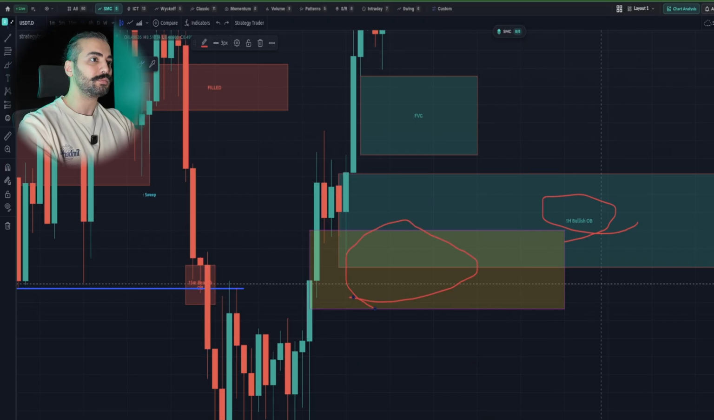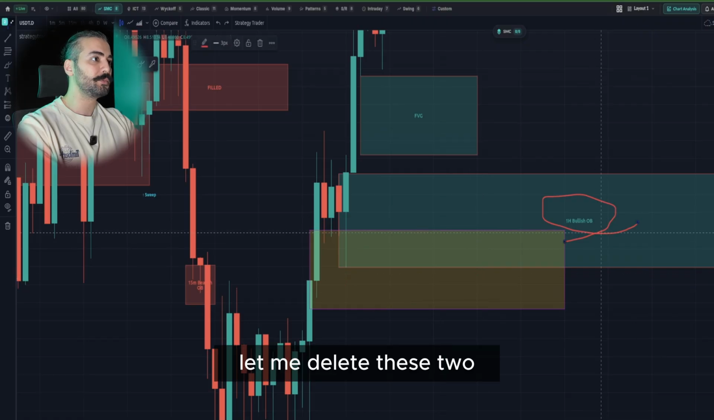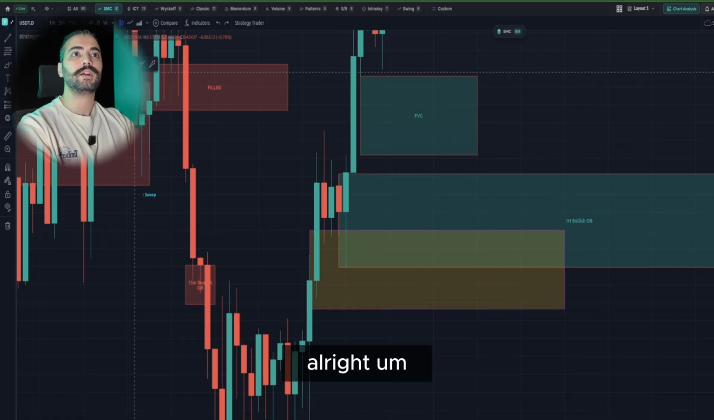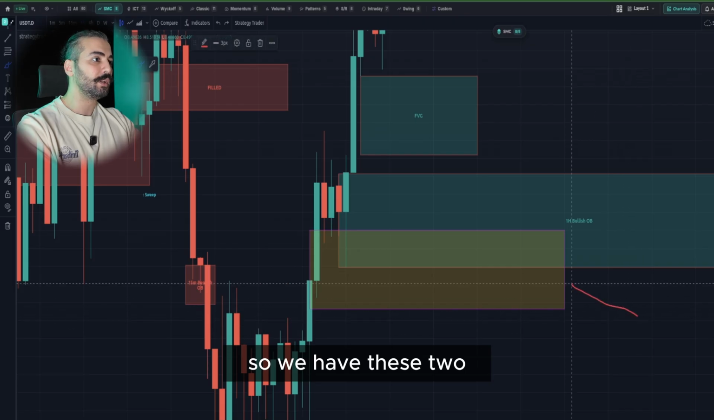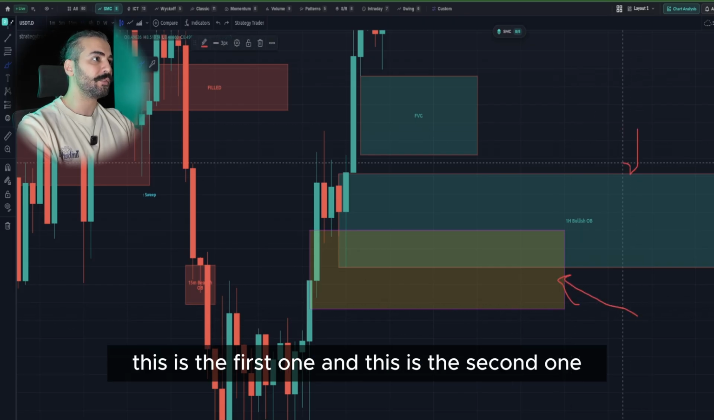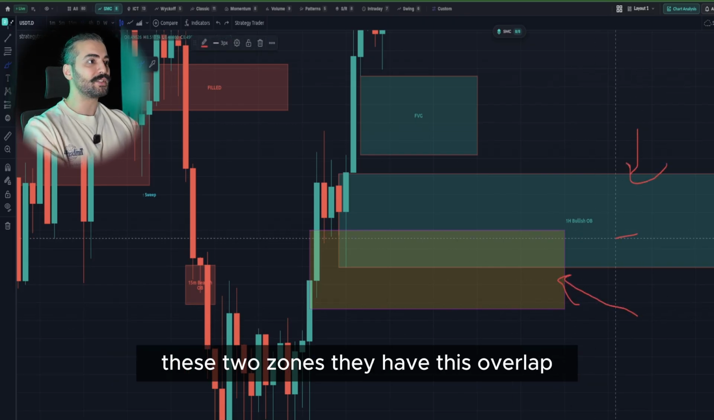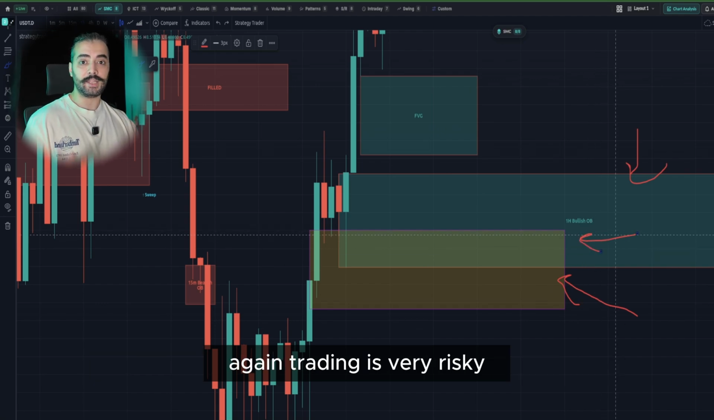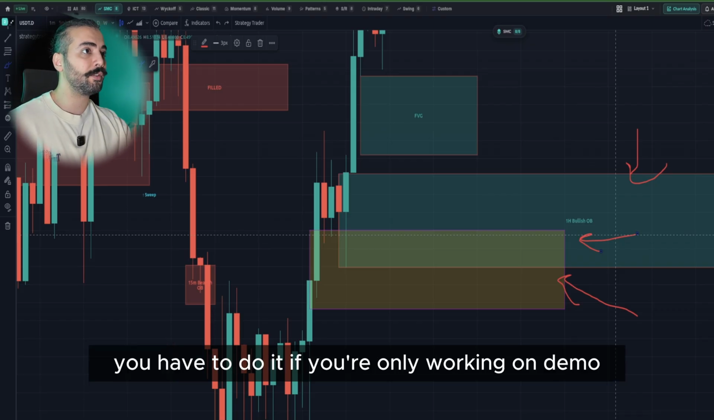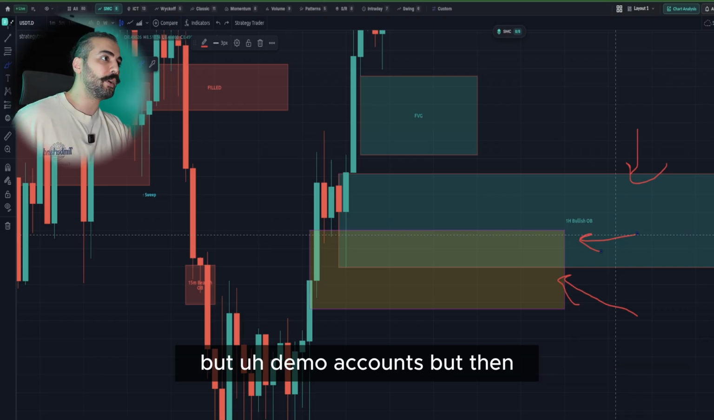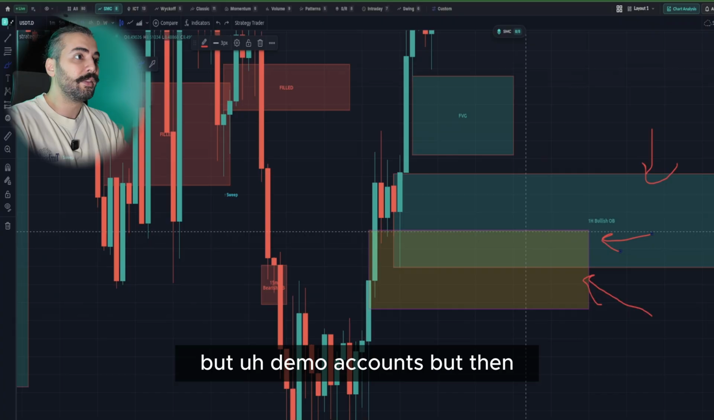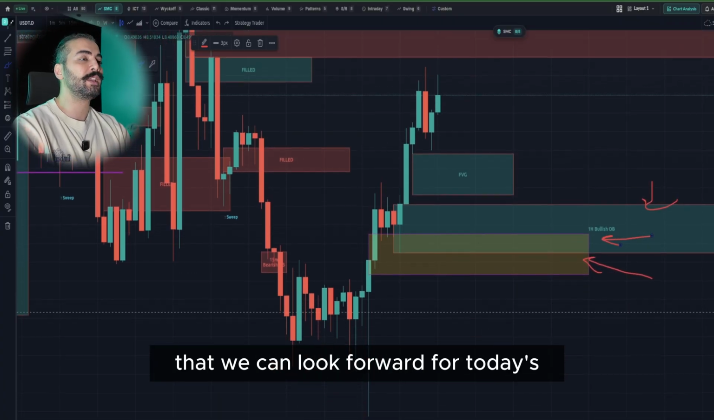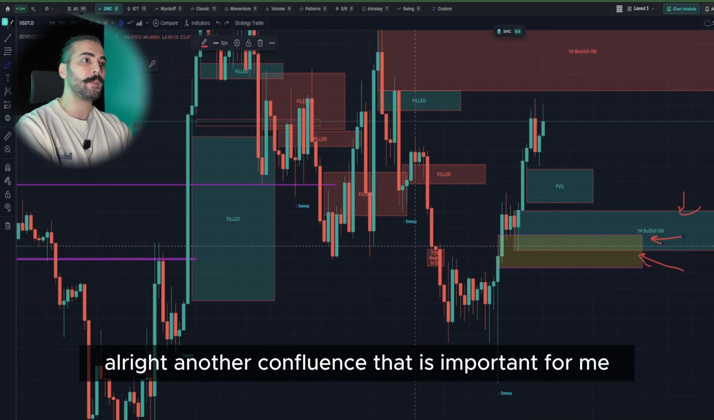So let me delete these two. All right, so we have these two. This is the first one, and this is the second one. These two zones have this overlap. This overlap is a perfect zone to do our trading. Again, trading is very risky. You should only do it on demo accounts, but this is a very nice zone that we can look forward to for today, all right?